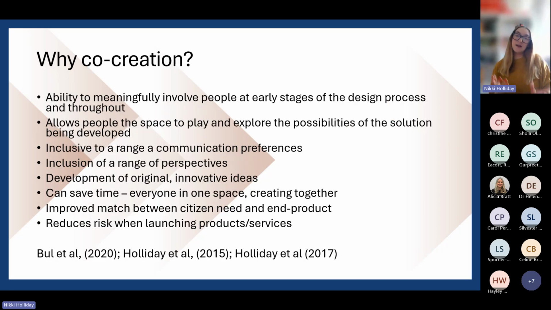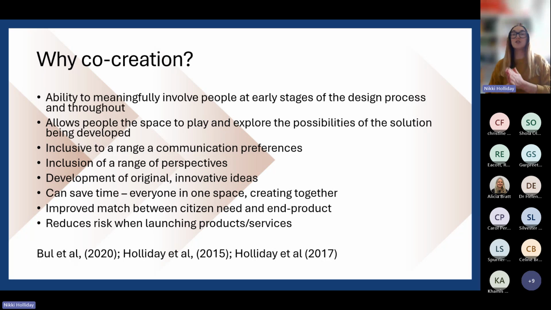So why co-creation, and how can it address those limitations that we might have from other social science methods? It gives us the ability to more meaningfully involve people at the early stages of the design and research process and throughout, because there's a real focus and emphasis on involving people from the beginning of a project right through the end. And because we use creative methods, it allows people a space to play and explore the possibilities of the solution being developed, or the research project that we're looking at.